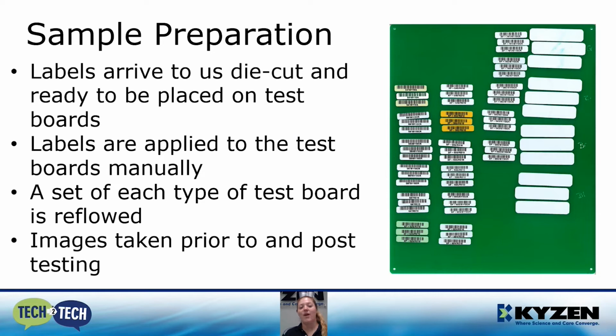One test board from each set is reflowed through our oven, so we have both a reflowed and non-reflowed condition of that label. And you can see in this image that there's 3 of every label. We run all of our testing in triplicate, so if there happens to be a quirk with one label, you have more data points to see how that label really responds through the wash process. And then typically we take images before and after testing of each board.